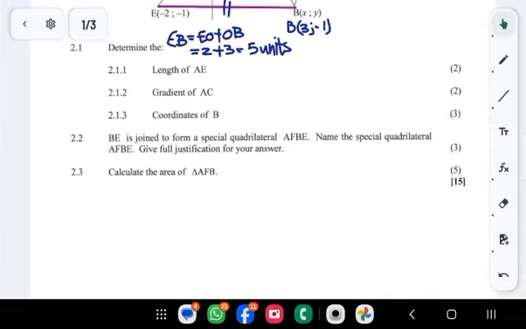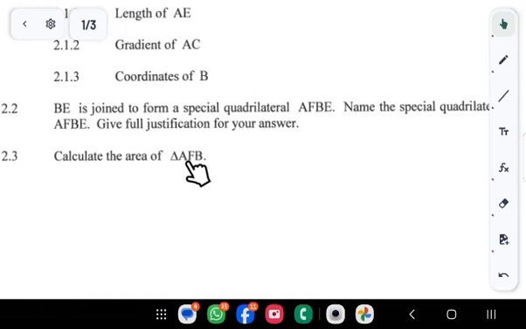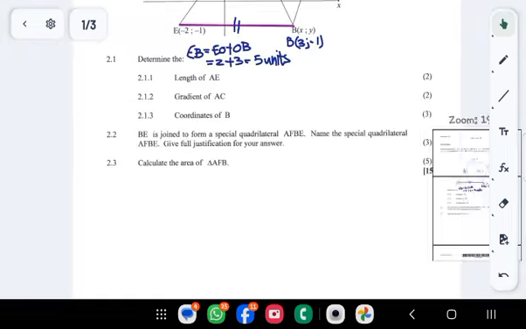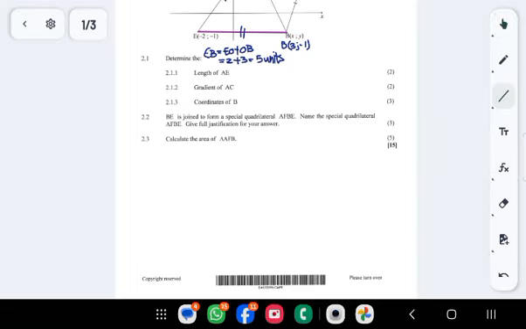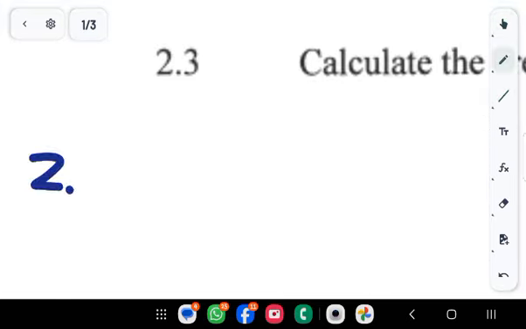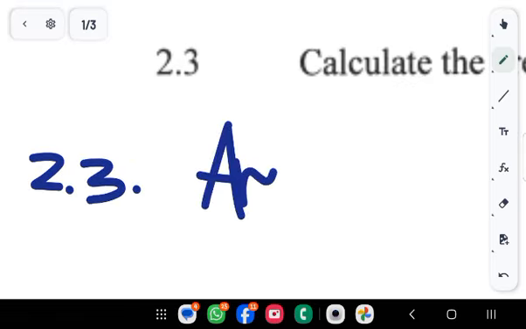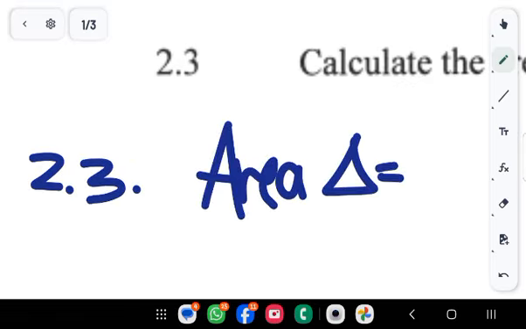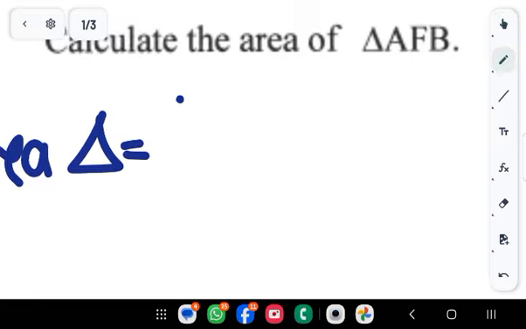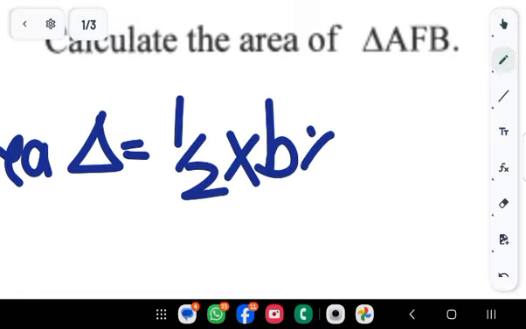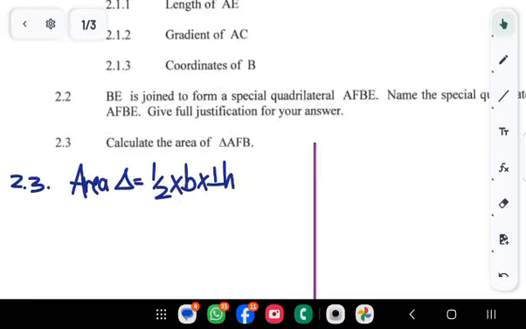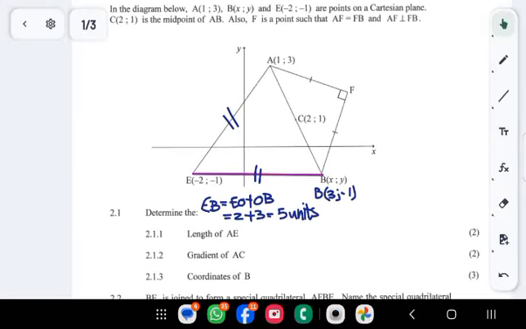The last question goes 2.3. Calculate the area of triangle AFB. We're going to calculate it exactly right here. Now let's calculate the area of triangle AFB. The area of a triangle is equal to half times base times perpendicular height. Now let's go to triangle AFB.